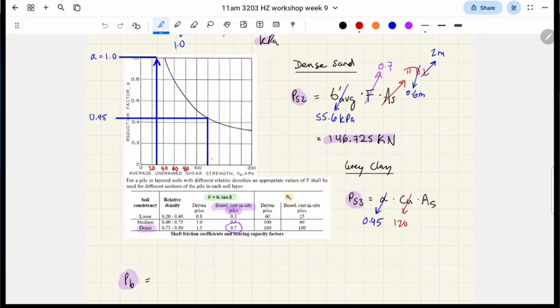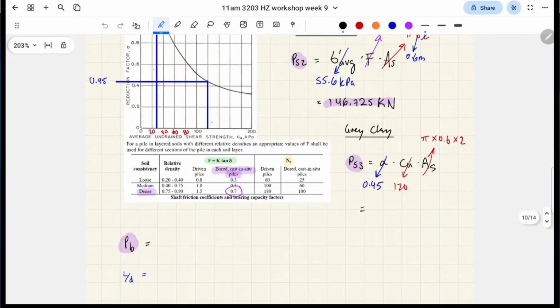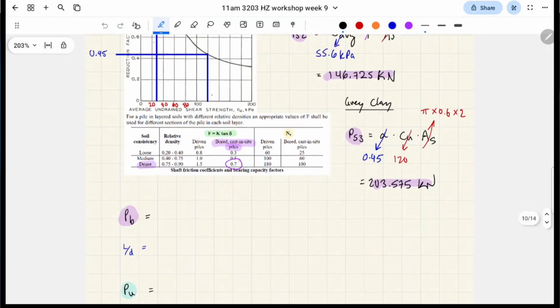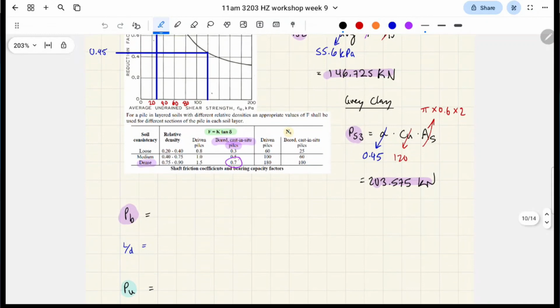Okay, so As, same as above essentially. Pi times 0.6 times 2. That gives us 203.575 kilonewtons. Yep. That gives us all of the shaft components, but of course we still have the base. Here's the first time we're seeing an example of clay being used as the base of the foundation. So this formula looks like this.